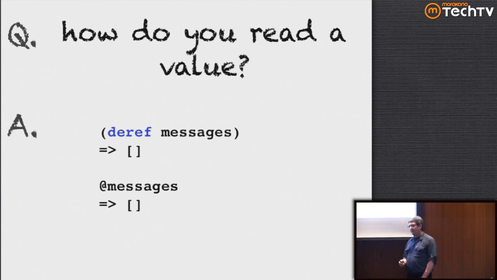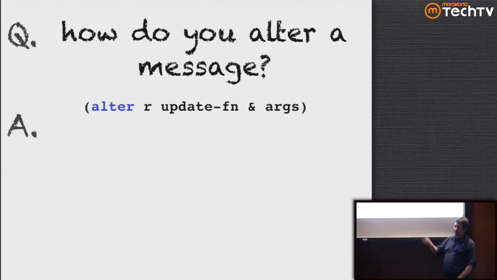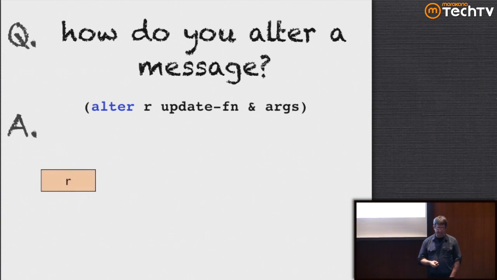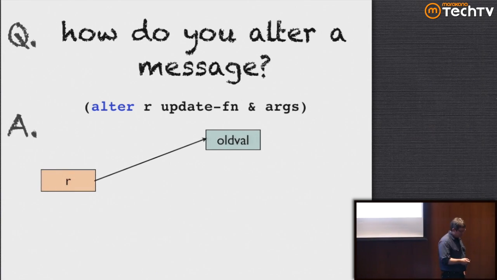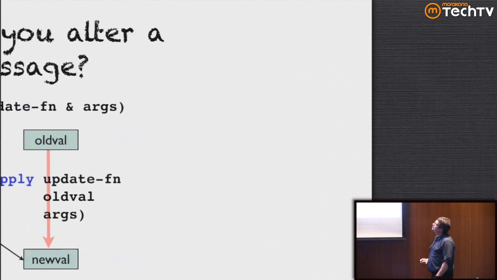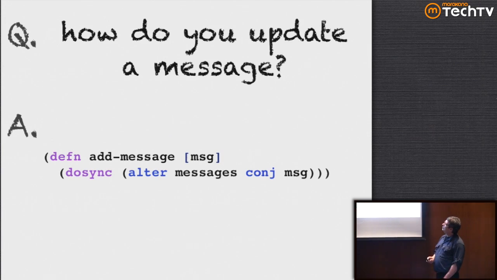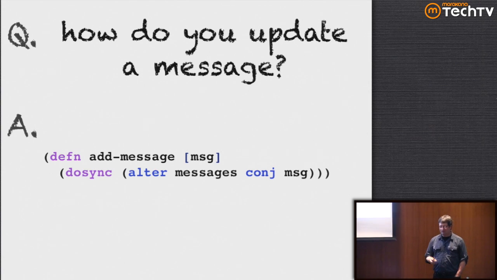This is such a common operation. There's a special syntactic sugar. If you just put @messages in front of it, it will dereference that message for you. So let's talk about altering a message. You can use the alter function like this, where I have a reference and an update function. What that's going to do is take the old value and then use that apply method to update that to the new value. So this is what that looks like.